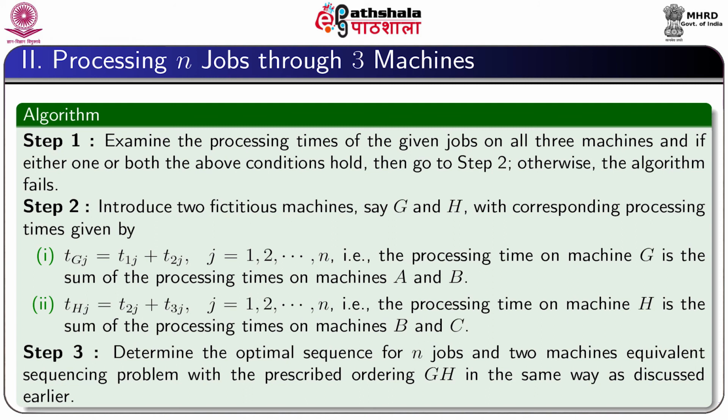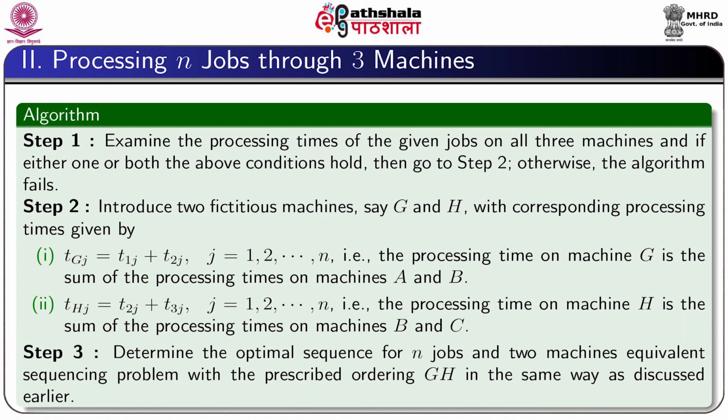To find the solution of the problem, we follow some algorithm. Step 1, examine the processing times of the given jobs on all 3 machines, and if either one or both the following conditions hold, then go to step 2, otherwise the algorithm fails.